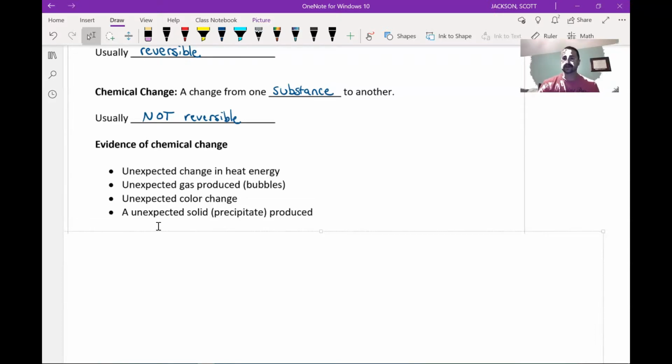If you mix hot water with an ice cube, you're going to get a change in the heat of the ice cube, but that's expected that the ice cube would do that. If you mix two freezing cold liquids together and all of a sudden they get crazy hot, that's unexpected. I didn't expect that. That is evidence of a chemical change. So all of these things have to be unexpected. So that's the review material. You need to make sure you're confident with that. And then now we're going to apply that more to changes in state.